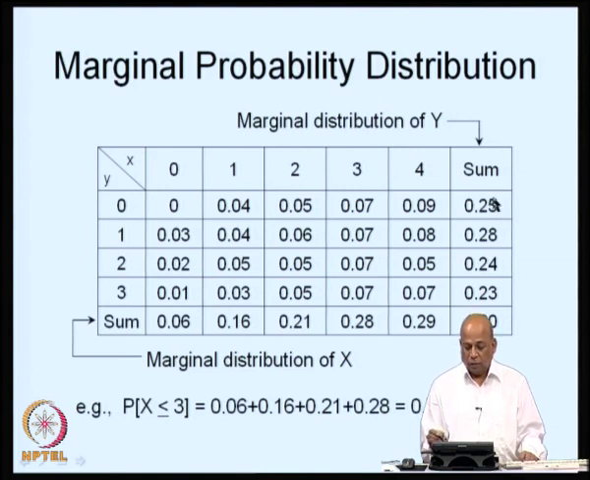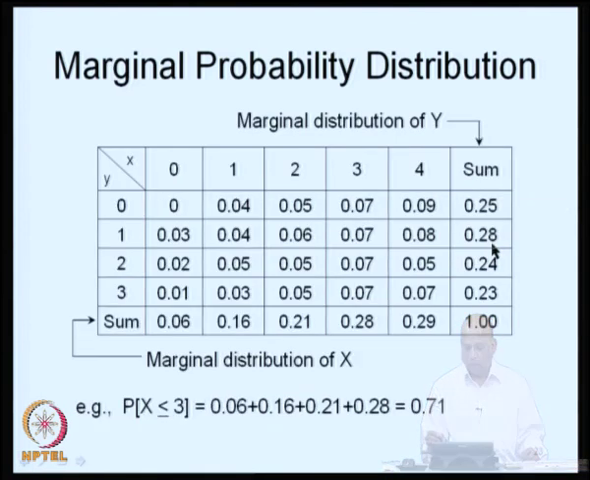What does this indicate now? This indicates the probability that y is equal to 0 and x is equal to 0, plus the probability that y is equal to 0 and x is equal to 1, plus the probability that y is equal to 0 and x is equal to 2 and so on. So, this number 0.25, which is the marginal sum of all these probabilities here, in fact indicates the probability of y being equal to 0 irrespective of the value of x. Similarly, the probability of y is equal to 1 is 0.28, the probability of y is equal to 2 is 0.24 and so on. So, the marginal sums here in fact indicate the probability of y is equal to 0, y is equal to 1, y is equal to 2, y is equal to 3. And this is in fact the marginal distribution of y.